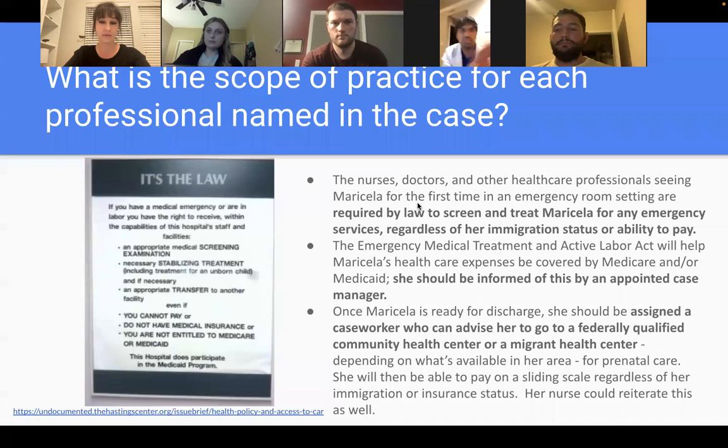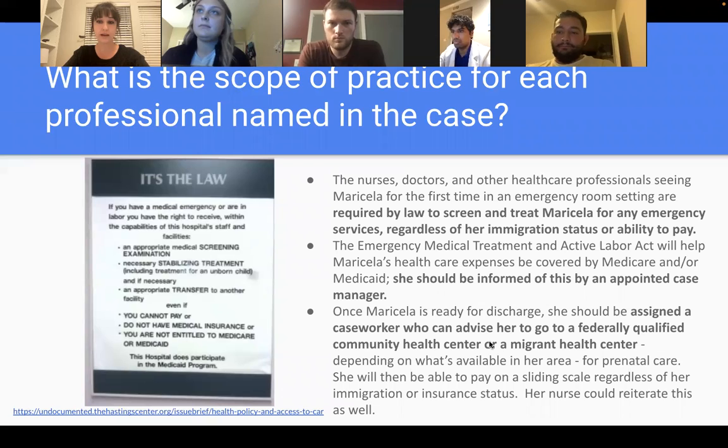Then once Marcella is ready for discharge, she should be assigned a caseworker who can advise her to go to a federally qualified community health center or a migrant health center. They are essentially the same sort of entity, except that a migrant health center will focus on seasonal workers and farm workers, whether or not they are documented. It just depends on what is available in her area, and that is where she can go for her prenatal care.